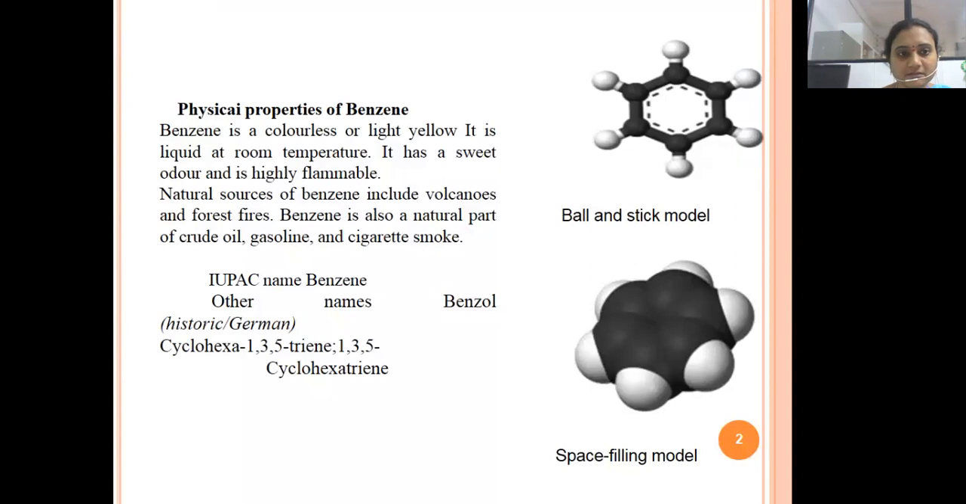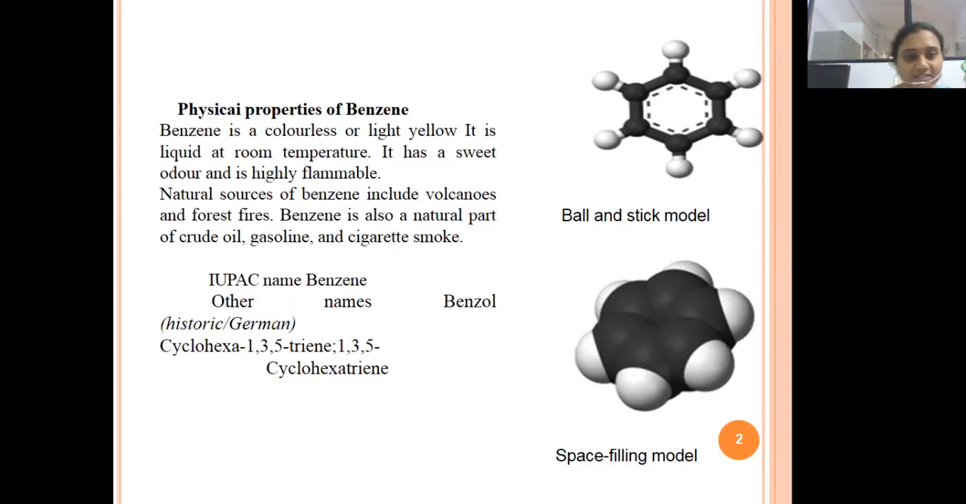Next, physical properties. Before discussing physical properties, the main source of benzene is coal. Coal is obtained from trees, long buried under the earth's crust. Benzene is a colorless or light yellow liquid at room temperature, and it has a sweet odor, because it is an aromatic compound.